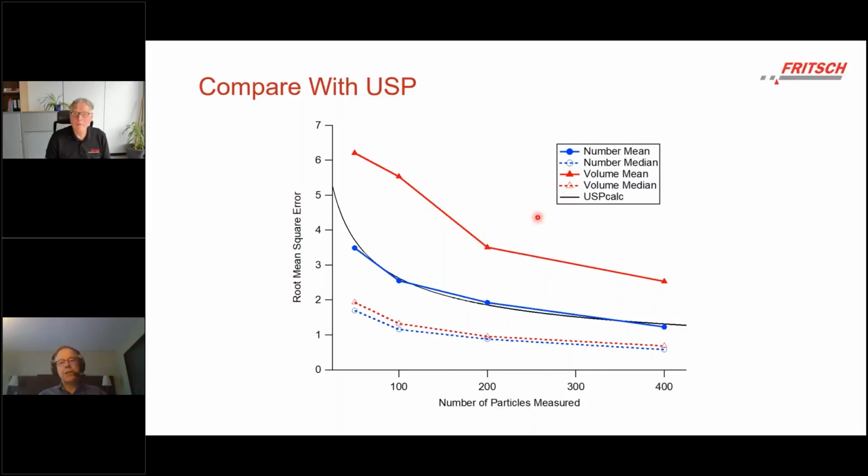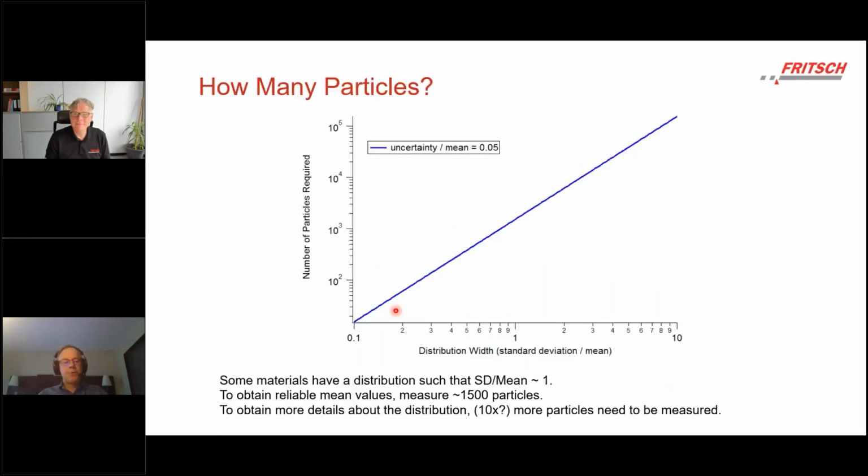And if I look at median sizes, I need fewer particles to get the same uncertainty, which kind of points you to the popularity of D50 as a measure of central tendency for particle size distributions. You need fewer particles. Quick performance graph to take home. This will be on the website under webinars. And so I have the number of particles required across the left, width of the size distribution. If I want an uncertainty over the mean, about 5%.